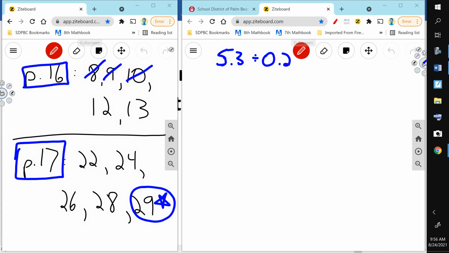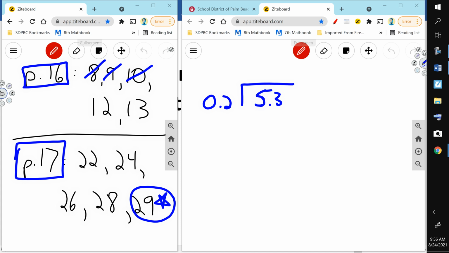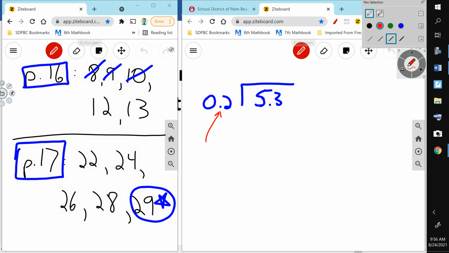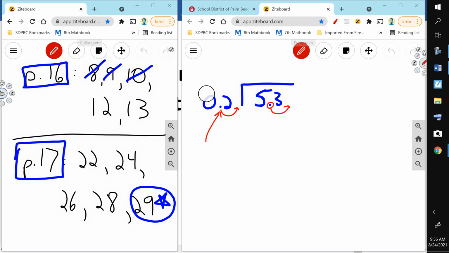So what you're going to need to do is remember, it's the first number that goes under the roof. So we got to set it up like this, okay? The first number went under the roof. And what do we notice? We notice a decimal in the divisor. So we got to get rid of it. How? We're going to move it one place to the right. So we're going to take this and move it one place to the right. So our new problem, so that we can solve this, is going to be that.